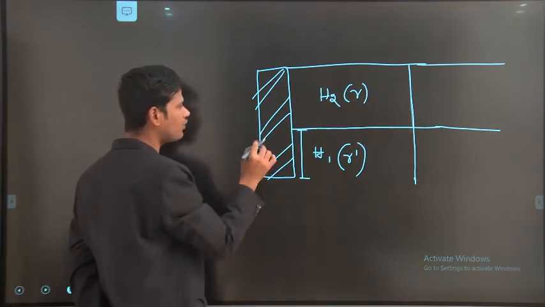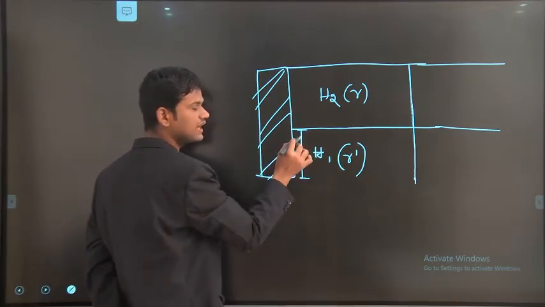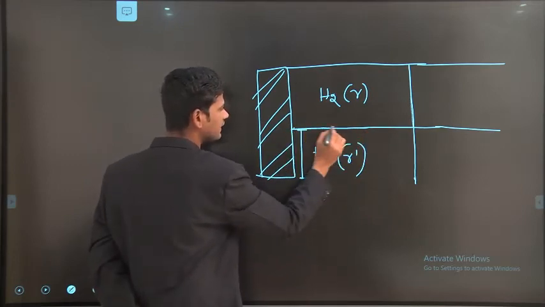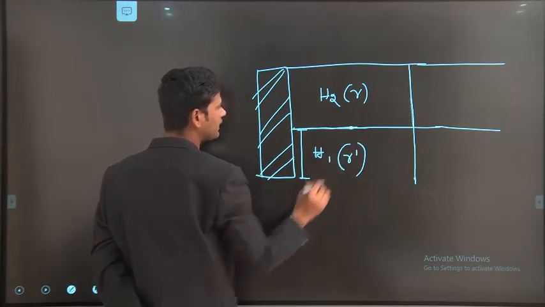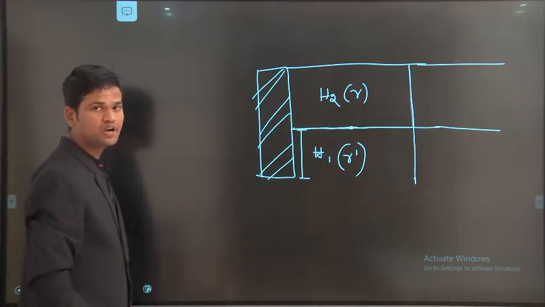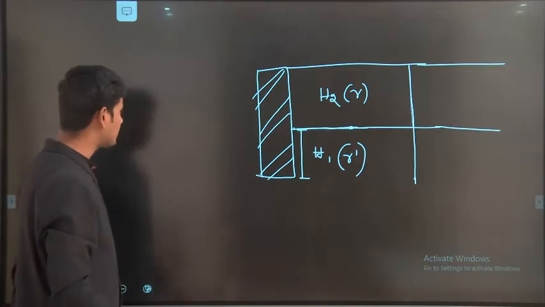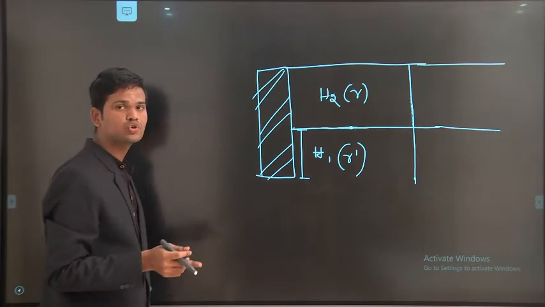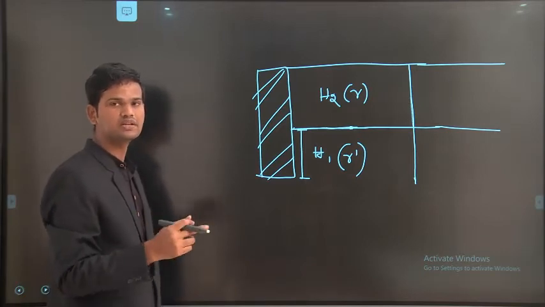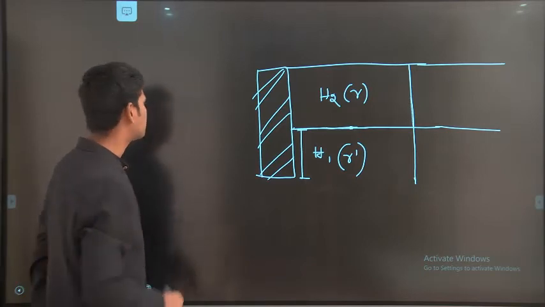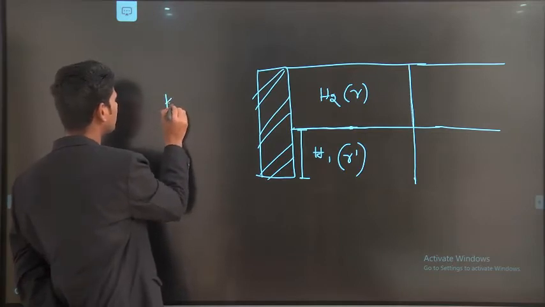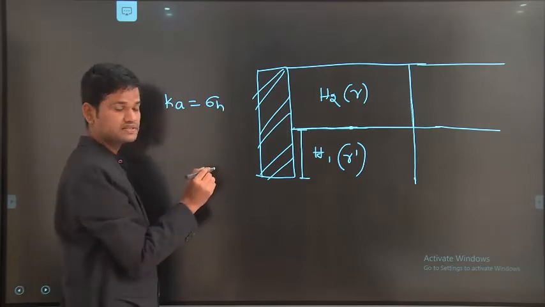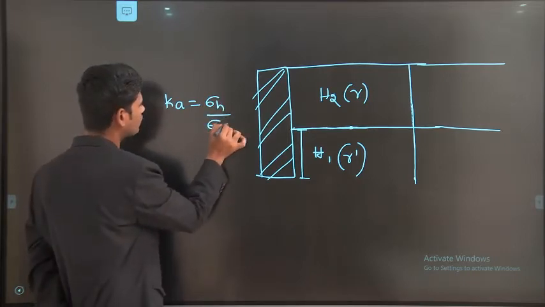Now I am interested to calculate how much lateral pressure is acting at this layer, or at this particular point. For that point, I want to calculate the lateral earth pressure. That lateral earth pressure coefficient we already know. It is the ratio of horizontal effective pressure to the vertical effective pressure. That means coefficient of active earth pressure Ka equals horizontal effective pressure to the vertical effective pressure.